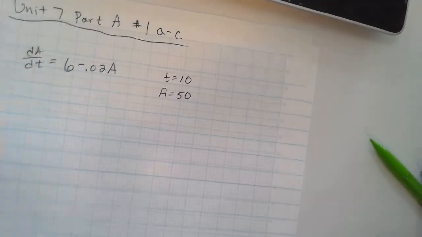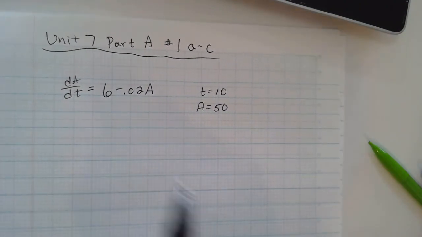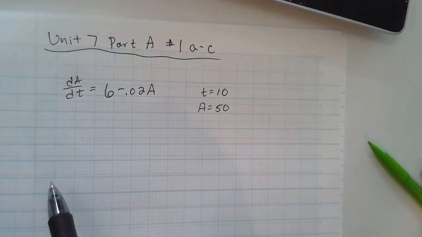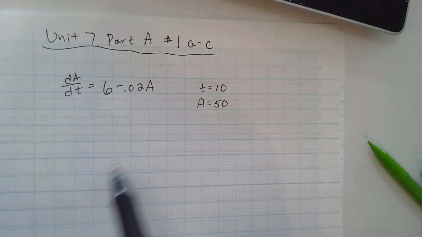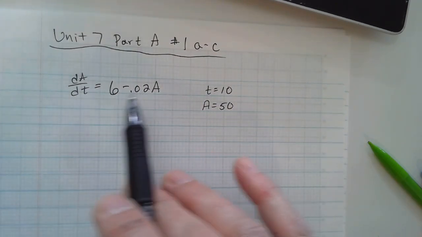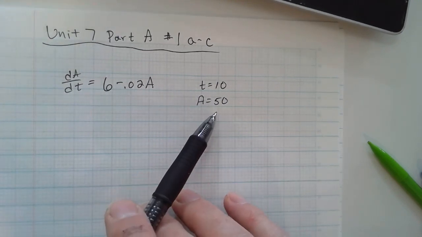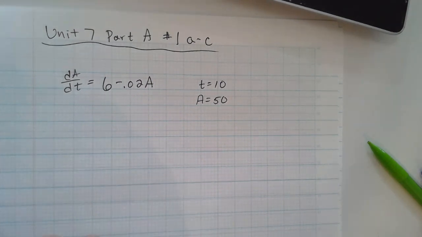All right, on to Unit 7, Part A through C. Differential equation: A is the amount of salt in a vat, and T is time in minutes. This is our differential equation in terms of A, and we have an initial value: when time is 10 minutes, the amount is 50. Part A says write an equation of the line tangent to A at t equal to 10, and use the tangent line.